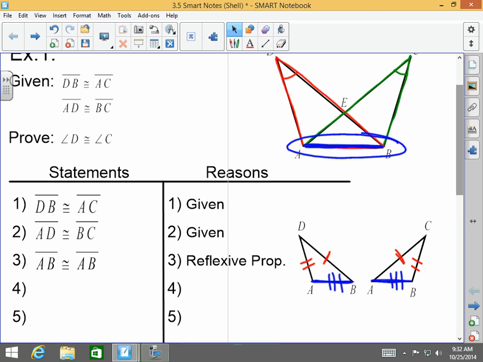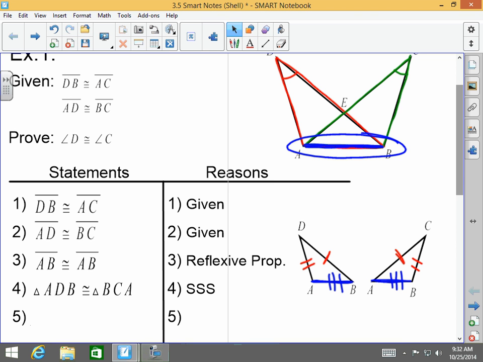Now, look at what we just created here. We have two very easy triangles that are easily proven that they're congruent. Triangle ADB is congruent to triangle BCA. Okay? Why? Side, side, side. Hopefully that makes sense to you.